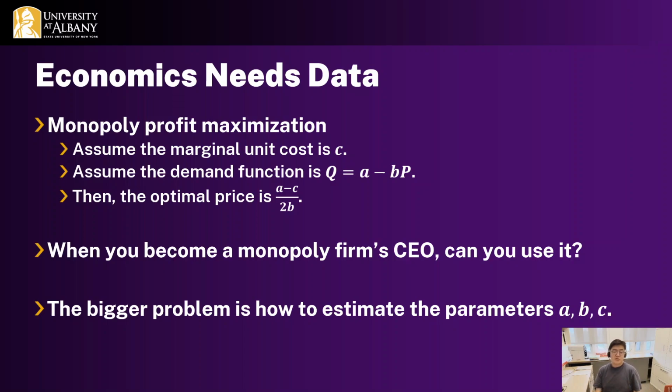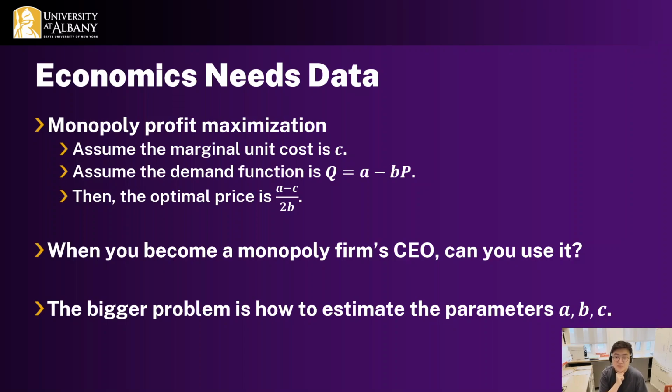It's a pretty simple solution. Then, can you use this when you become a monopoly firm's CEO? The problem is, okay, you are the CEO. Then what you can say is, okay, let's set the price as (A minus C) over 2B.